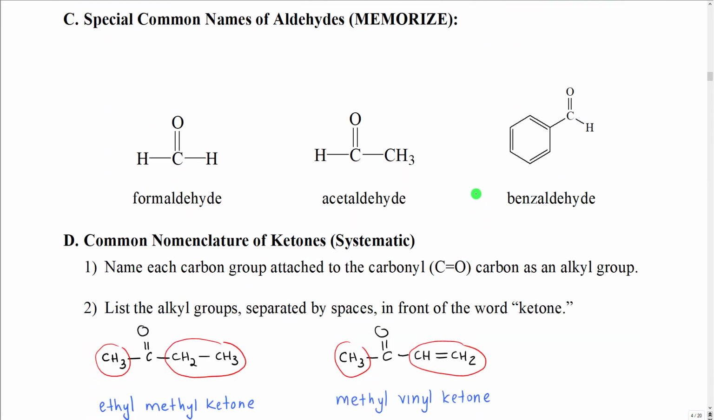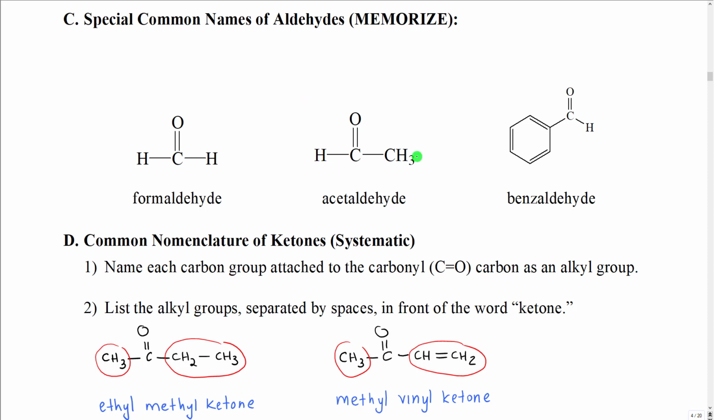There are some special common names of aldehydes that you should have memorized. These are widely used, and it's very likely that you would encounter these in an experiment or in a standardized exam. The first one is this. This is the smallest, simplest aldehyde you could have. It has one carbon, carbonyl, and then it has two hydrogens attached. This is called formaldehyde. That's the common name.